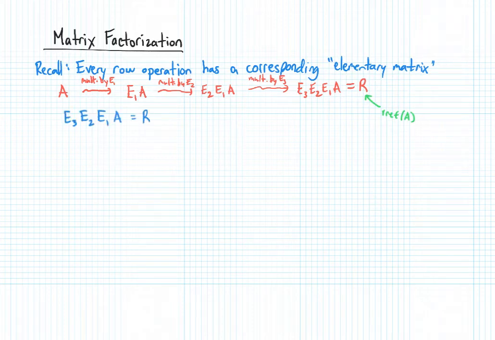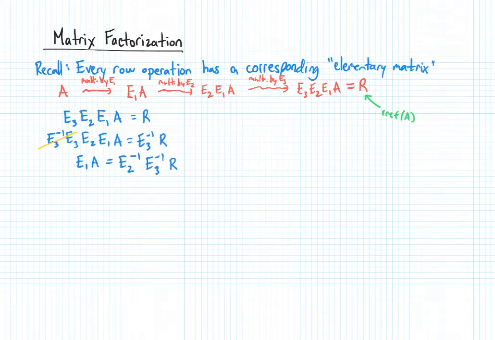Specifically, if we start with this equation and we multiply both sides on the left by E3 inverse, then we can cancel E3 and E3 inverse. And you can see that basically what we've done is we've divided the E3 to the other side of the equation. So then you could do the same thing for E2 and E1. And then, just to make the equation look simpler, we can multiply all of these elementary matrices together into a single matrix that we'll call E. And so the equation we end up with is A equals E times R.